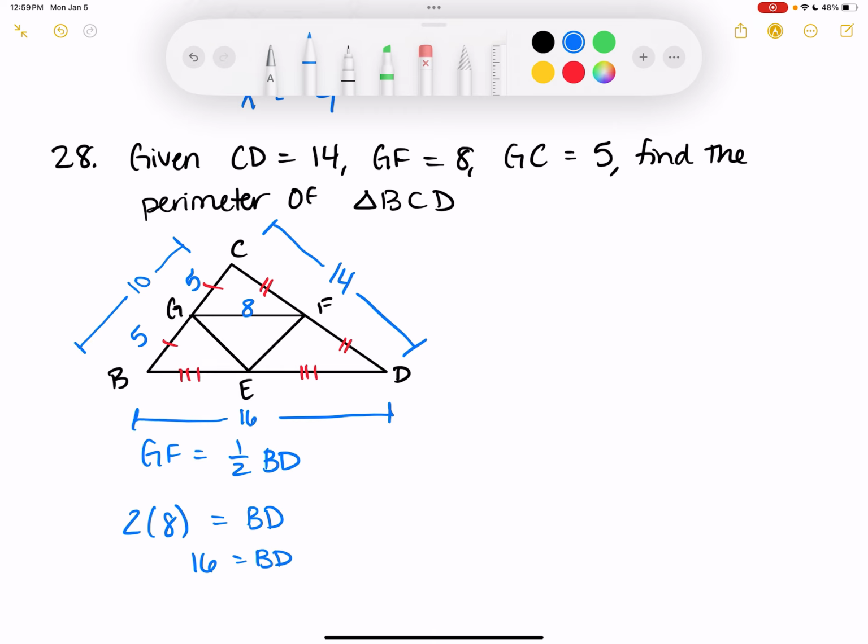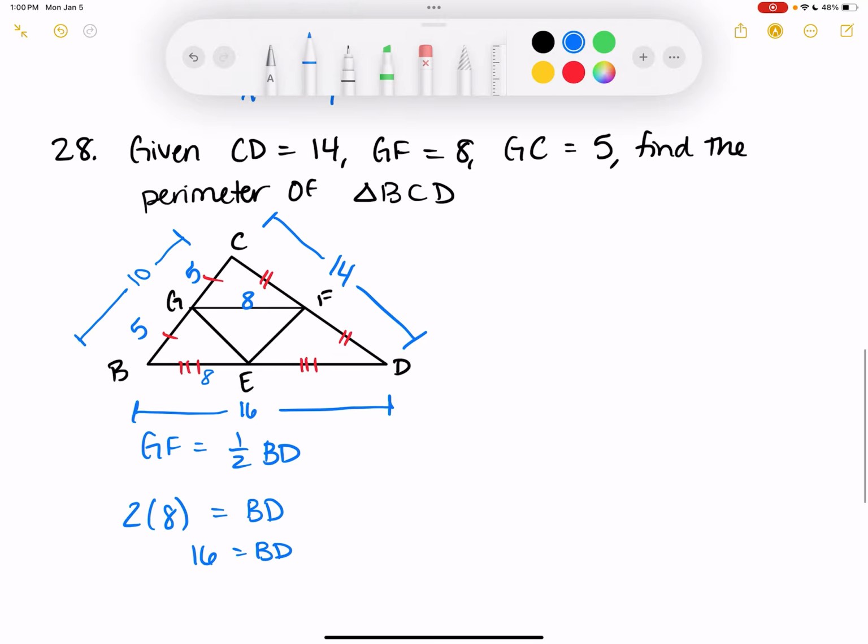And obviously, as we've seen, when it's written this way, hopefully you've noticed by now that whatever your mid-segment length is, that's what this is and that's what that is. And you can quickly add them up that way as well. So then to find the perimeter, I would have 10 plus 14 plus 16, and that is equal to 40. So that's my perimeter of the whole triangle.